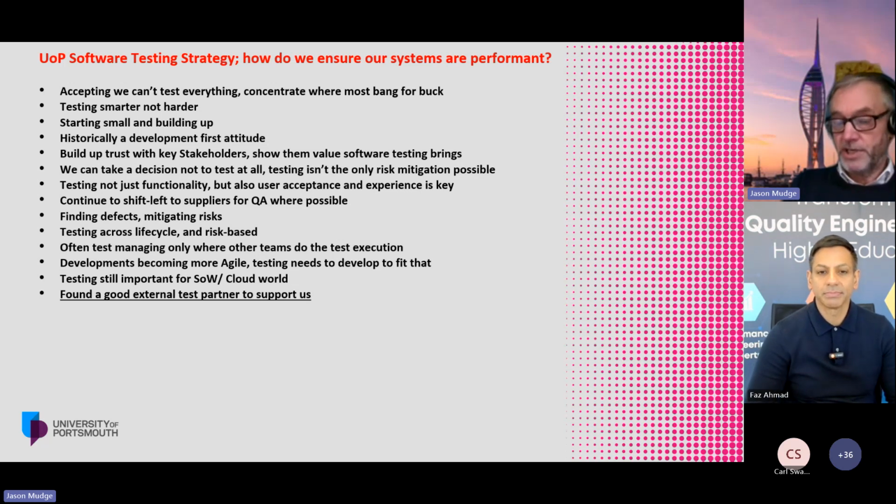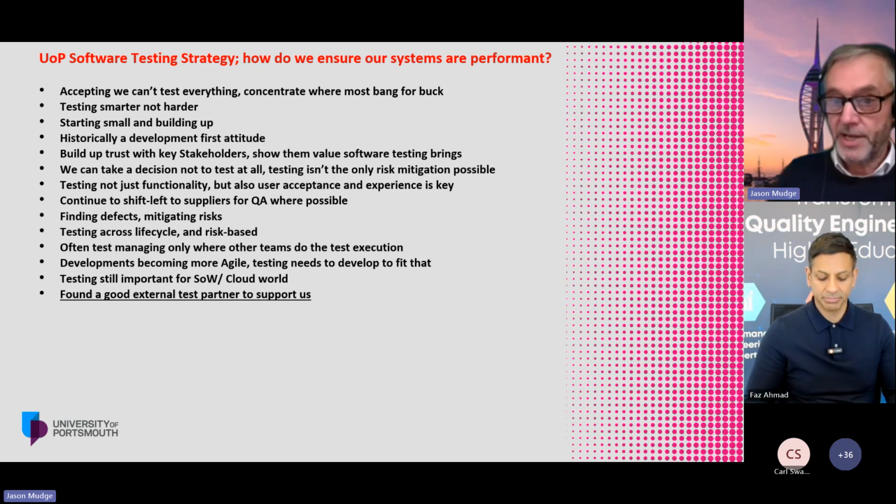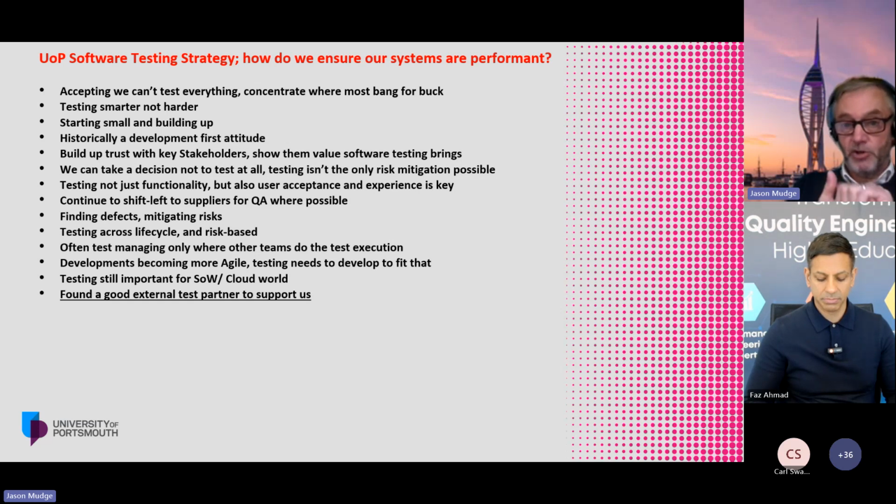We take a decision not to test absolutely everything. We really do base on risk and understand that testing is not the only risk mitigation in town. So we test functionally. We do user acceptance testing. We're looking at accessibility testing. We're using test automation, and we're also doing non-functional testing, which I'll get onto a little bit more in a minute. We've got a strategy of continuing to shift left to suppliers.